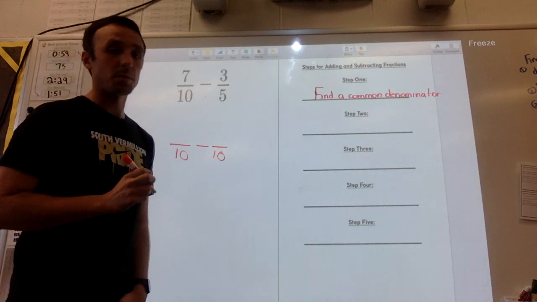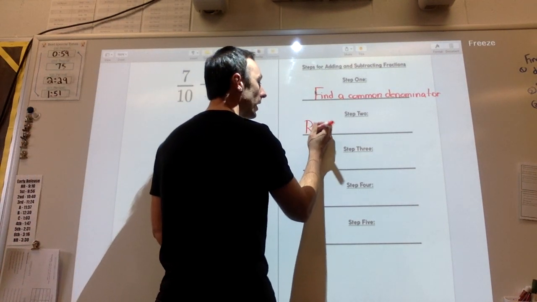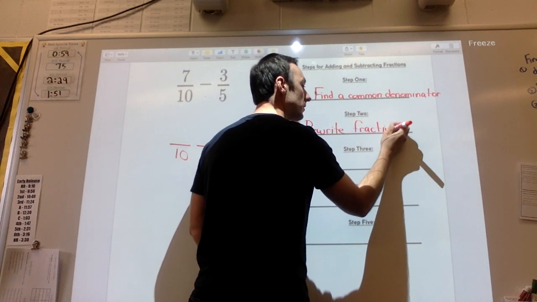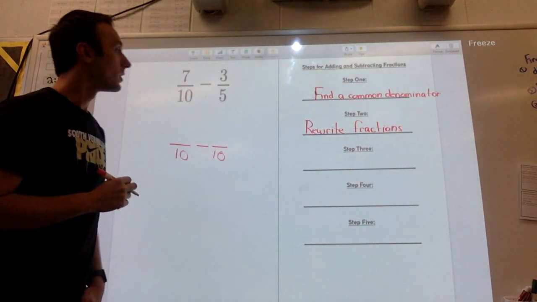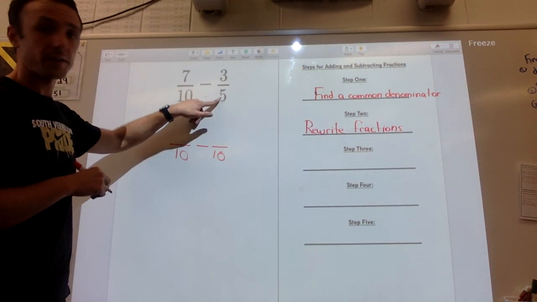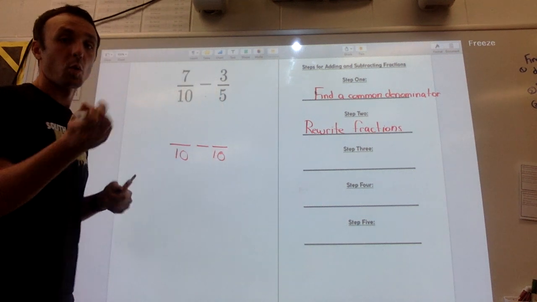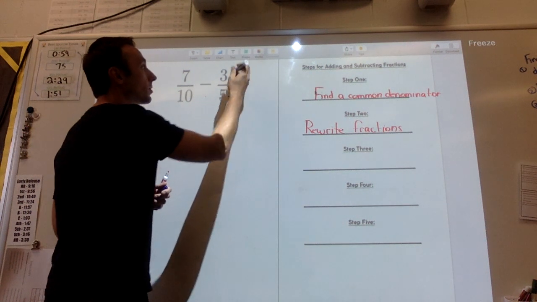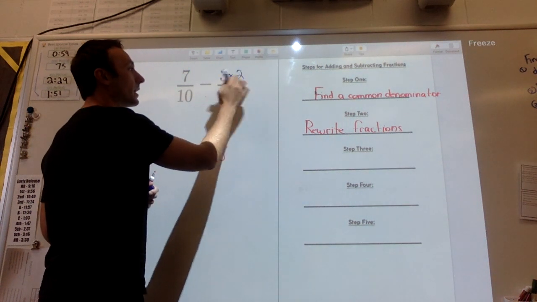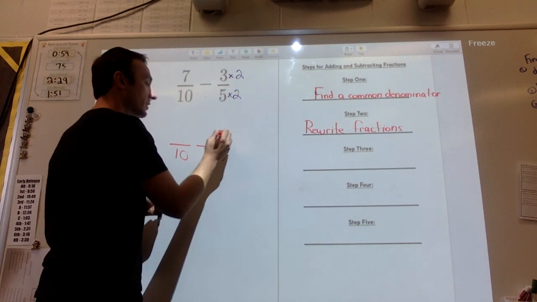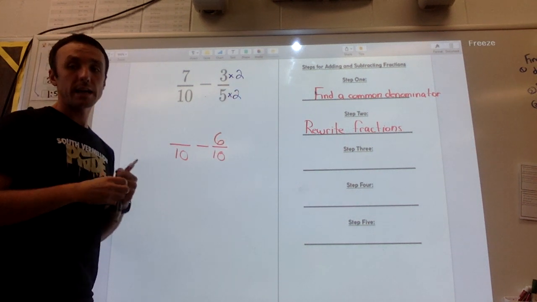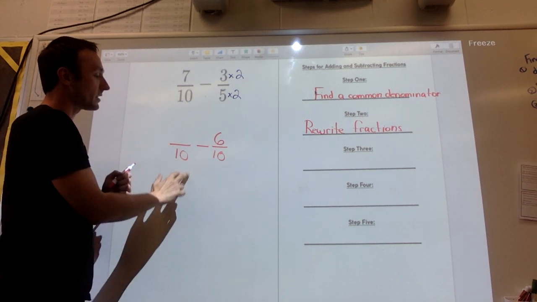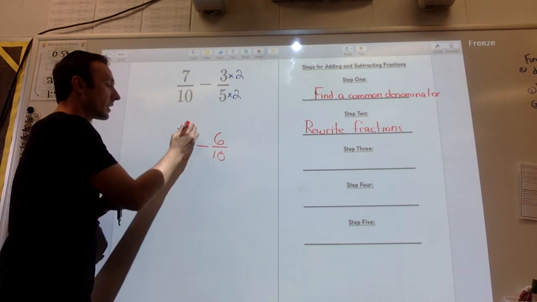So I'm going to write fraction bar 10 minus fraction bar 10. And this is where step 2 comes into play. Step 2 is when we rewrite our fractions. Rewrite fractions. Okay, so to rewrite it, we say, okay, this was a 5. How does 5 become a 10? Well, by multiplying it by 2. If I multiply the denominator by 2, I have to multiply my numerator by 2, and 3 times 2 is 6. Then I look at my other fraction. It becomes 10, and it's already 10. I don't have to change it. It's the same as what it started with, so it's going to say 7/10.